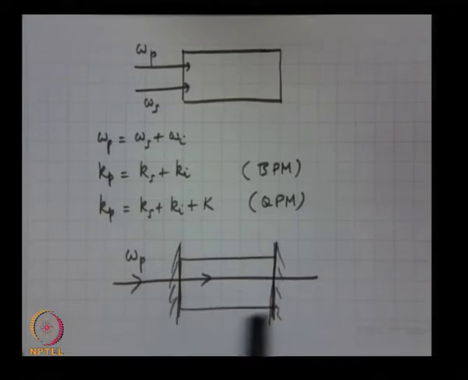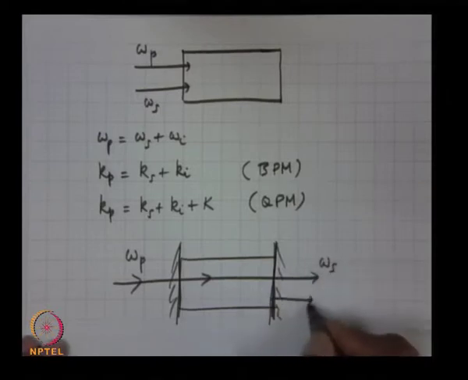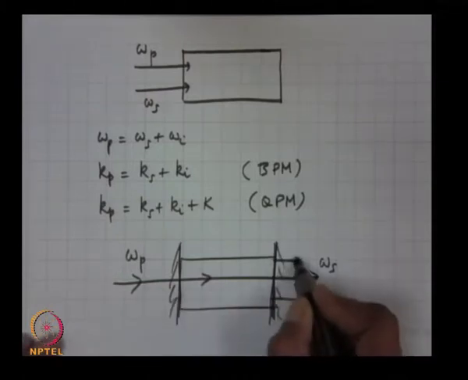If in one round trip the loss is compensated by the gain, then I will have a strong signal coming out from here. And of course, omega i will also be coming out. And unused omega p will also be coming out.